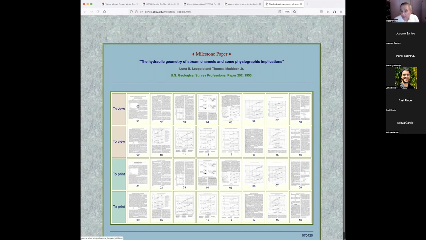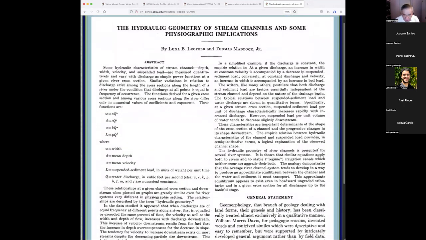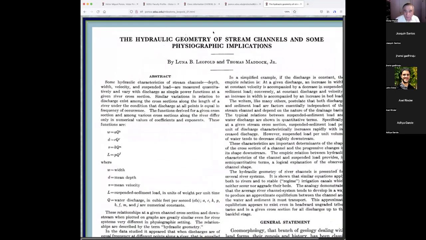As a matter of fact, my professor, Daryl Simons, who taught 3 courses at the time that I took from him in the early 70s, emphasized this course, and he personally, I think, commented that he had met Luna B. Leopold. So this is the paper that Luna B. Leopold and his associate Thomas Maddock wrote in 1953. So it's exactly 59 years ago. And I'm just going to cover the intro in here. Let me pull this up a little bigger for you to see a little better.